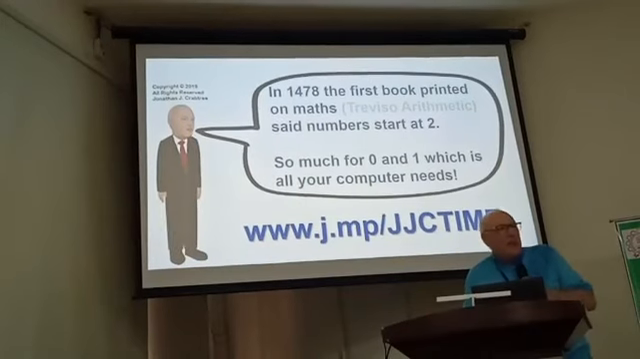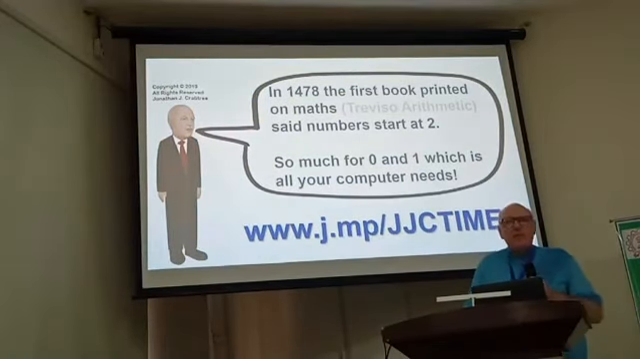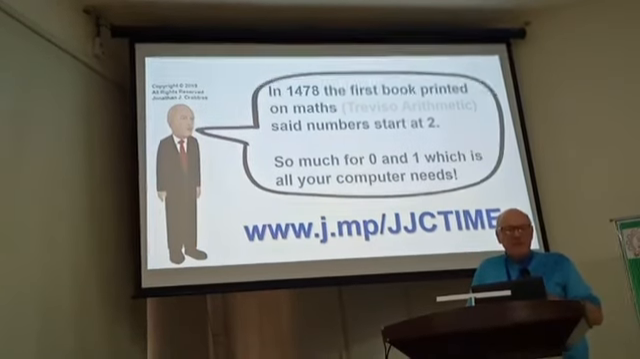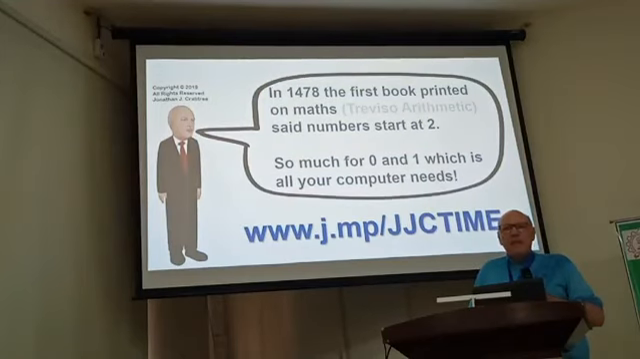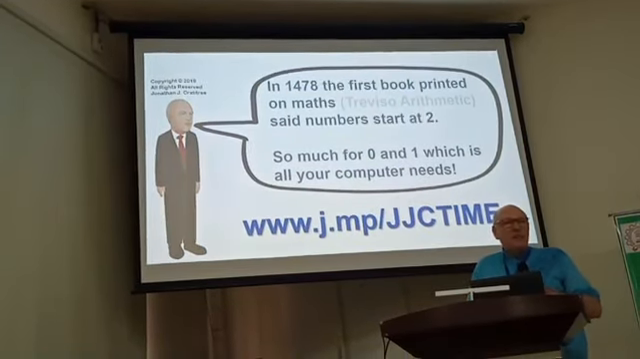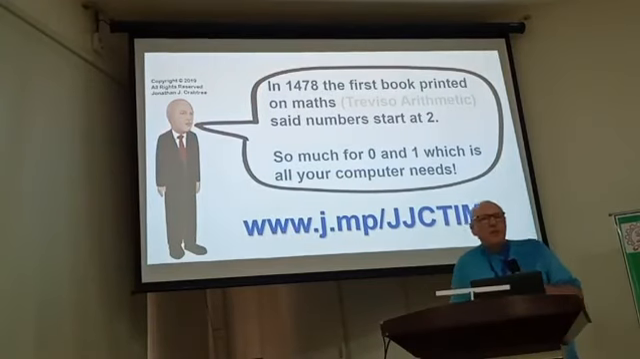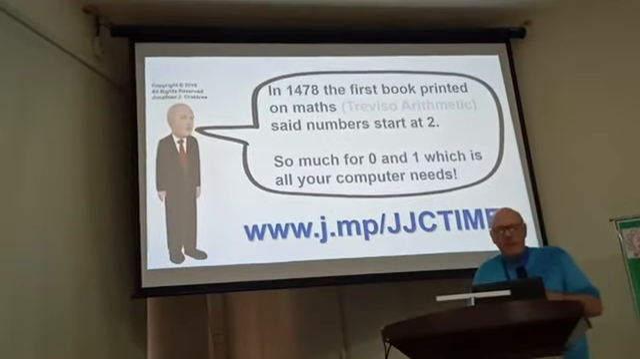So, in the year 1478, the first book printed on maths, the Treviso Arithmetic, said numbers start at 2. So much for 0 and 1, which is all your computer needs. So this is basically 1,000 years after India worked out how mathematics works, and then 1,000 years later, they're saying numbers start at 2? This is insane. This really should be just front and centre of anyone talking about the cultural heritage of India.